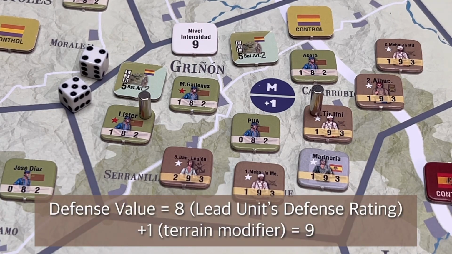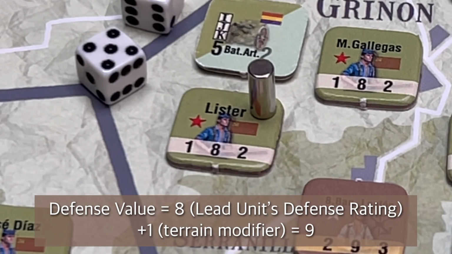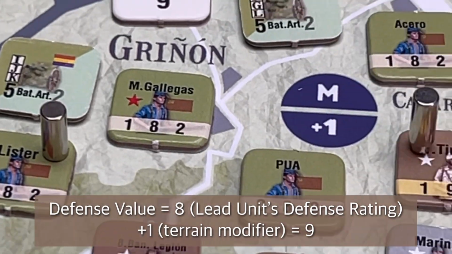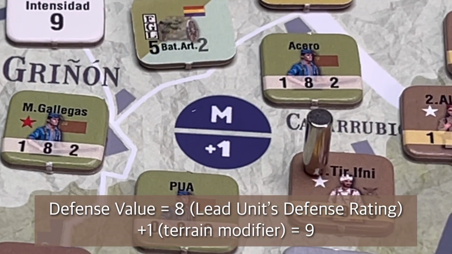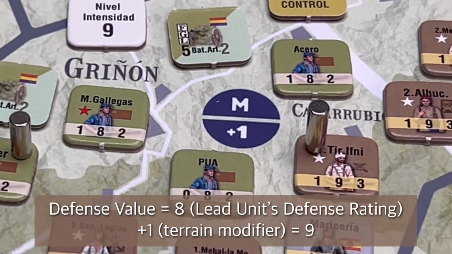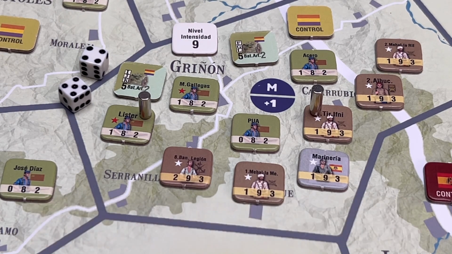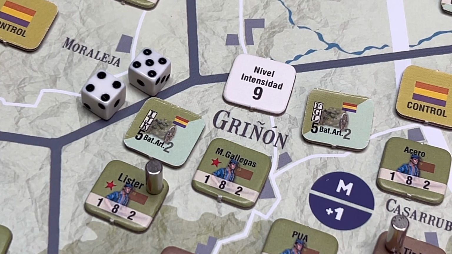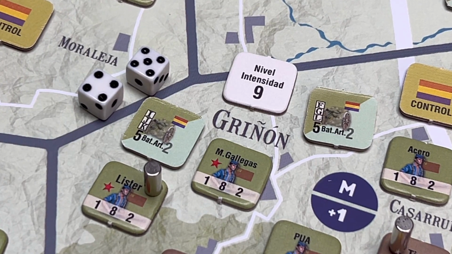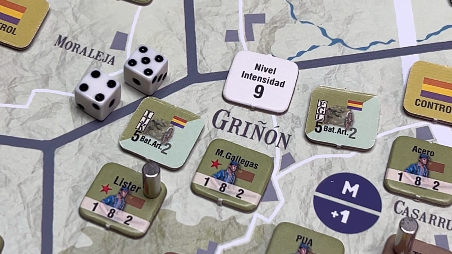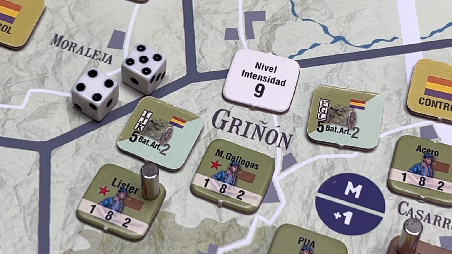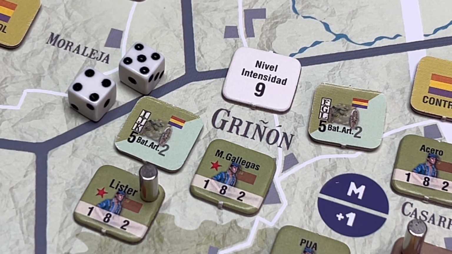The defense value is the defense rating of the lead defense unit plus the terrain modifier. That results in a defense value of 9. So we take 16, the attack value, and subtract 9, the defense value. The difference, 7, is the number of loss points that the defending Republicans must sustain, either by flipping units to their spent sides, retreating, or eliminating them.